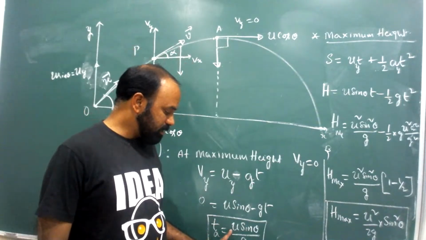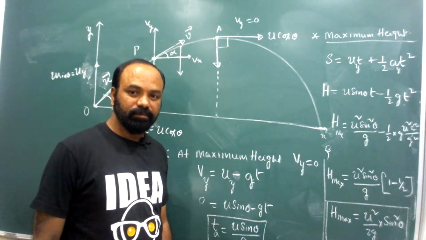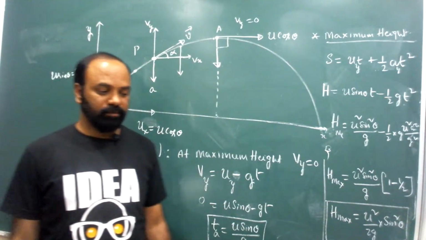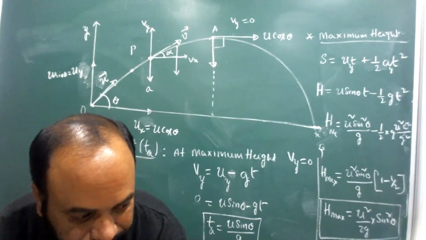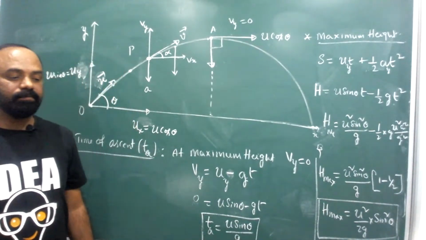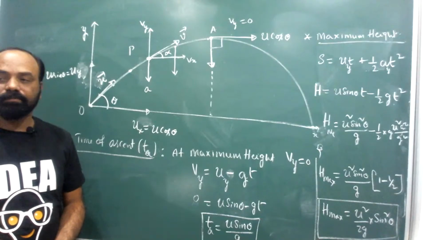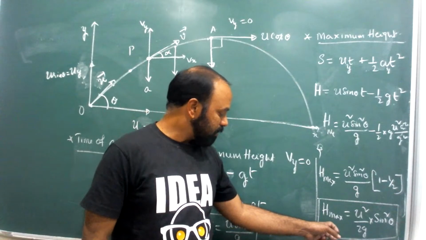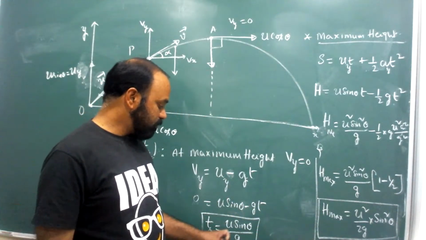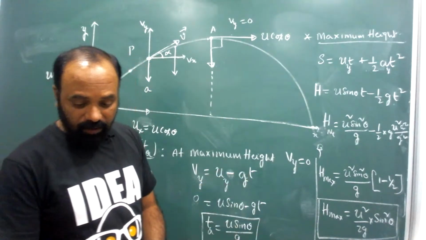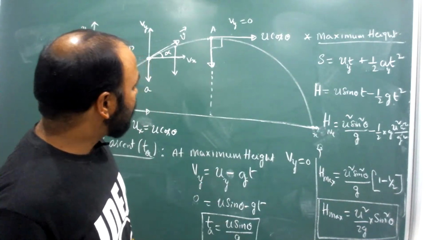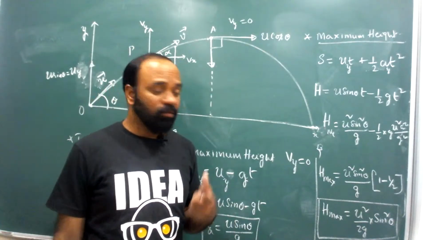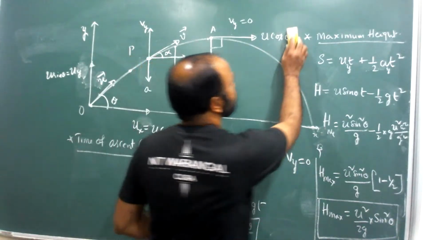This time of ascent is u sin theta by g. So this is the maximum height. This is u sin theta by g. After finding these values, they may sometimes ask what is the horizontal displacement and what is the vertical displacement.